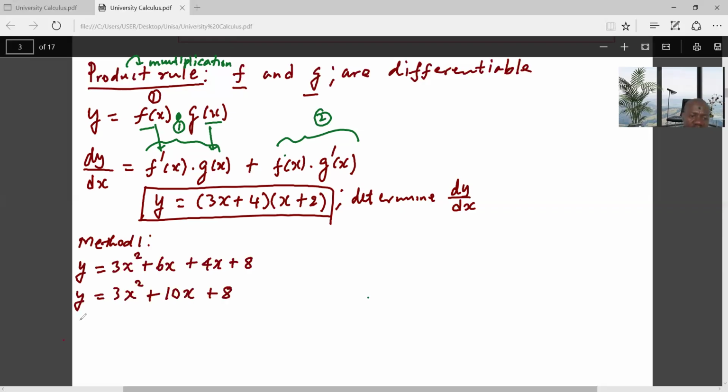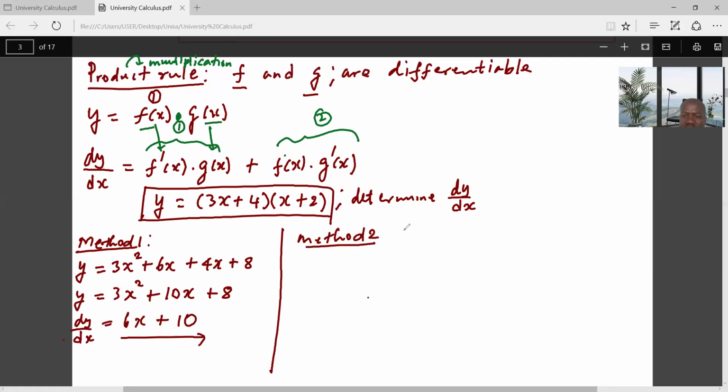Then we can now start with the derivative, dy over dx. This becomes 6x plus 10, because the derivative of a constant is 0. So this is the first method. Now, in method 2, I want us to use the product rule without having to simplify.